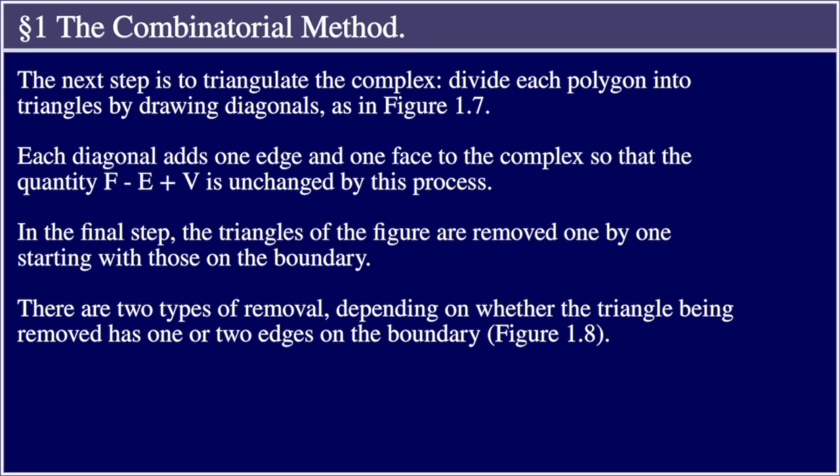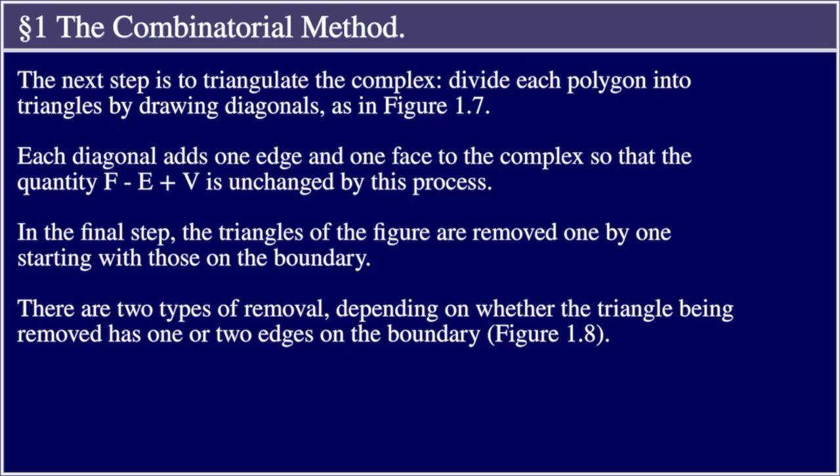The next step is to triangulate the complex. Divide each polygon into triangles by drawing diagonals, as in Figure 1.7. Each diagonal adds one edge and one face to the complex, so that the quantity F minus E plus V is unchanged by this process. In the final step, the triangles of the figure are removed one by one, starting with those on the boundary. There are 2 types of removal depending on whether the triangle being removed has 1 or 2 edges on the boundary.